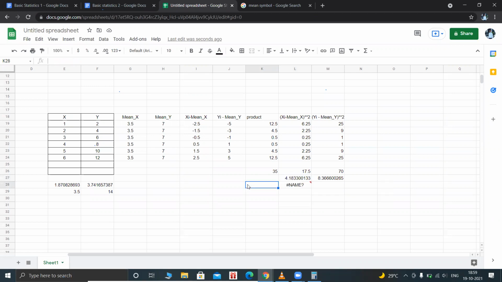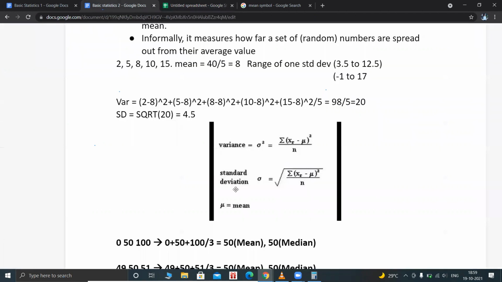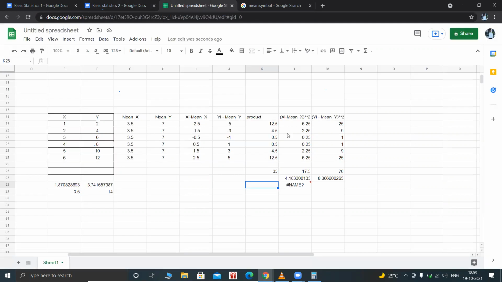Whatever the process that I'm doing, for standard deviation we need to divide by n, right? So the square root of this thing divided by n. So basically I have to do here, whatever the sum I got, I have to divide it by n. N means total number of points. So 1, 2, 3, 4, 5, 6. So I have to divide it by 6.